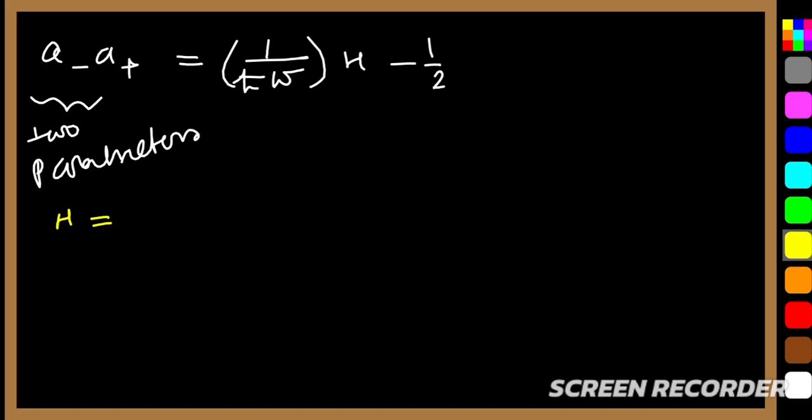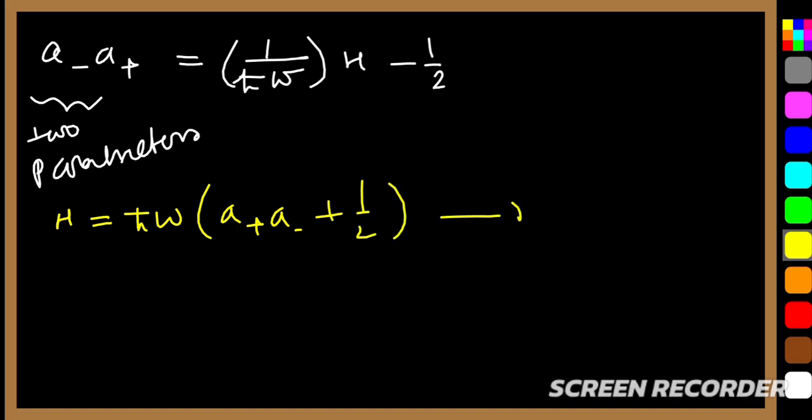H equal to h cut omega, a plus a minus plus half. This is the seventh equation. Okay, next one.